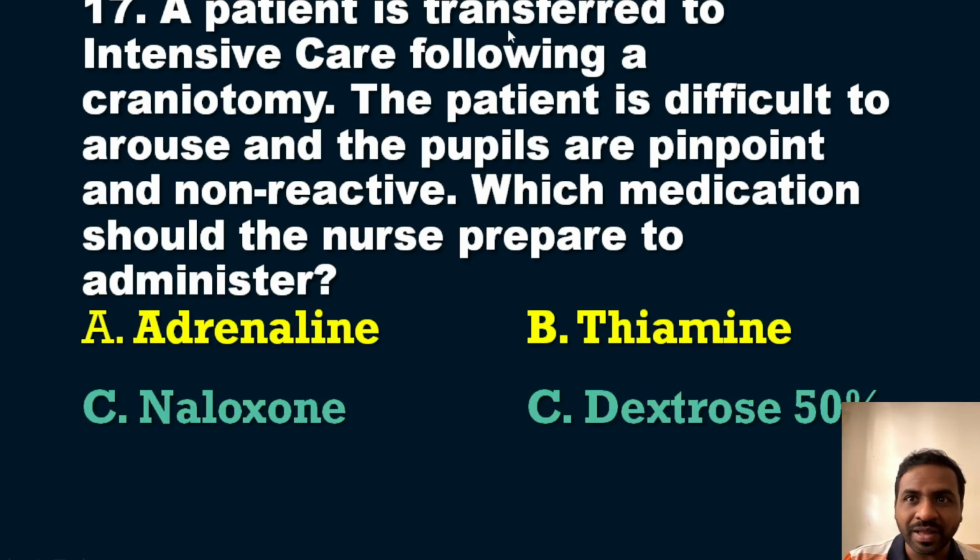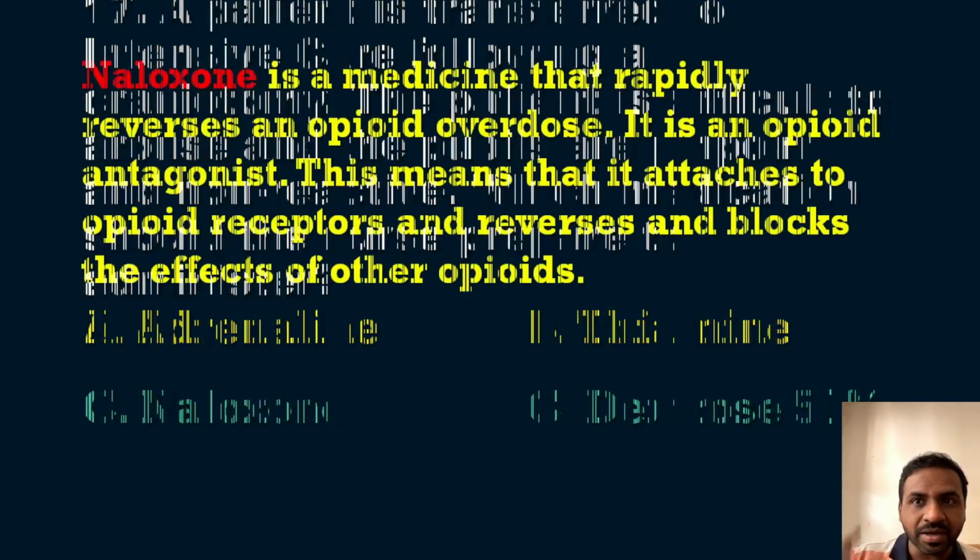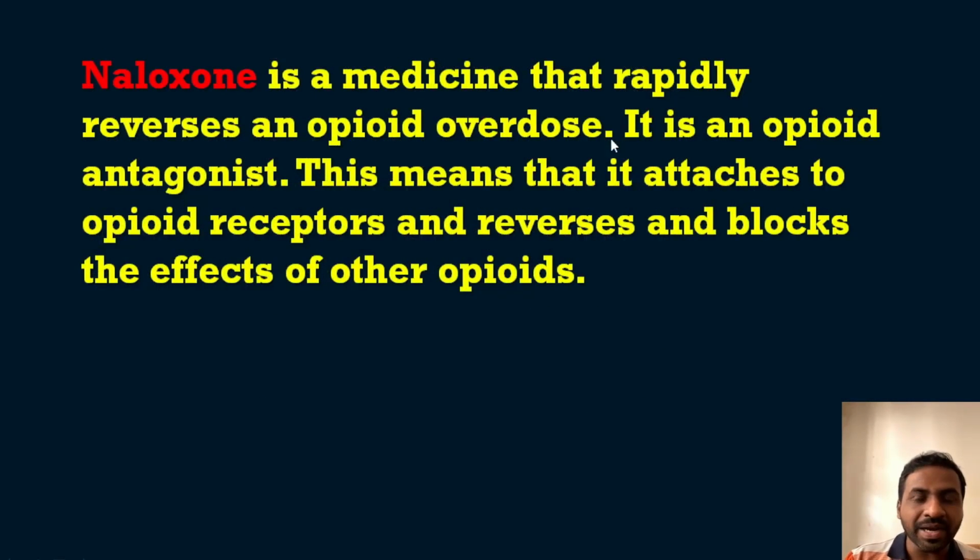You know that during the craniotomy procedure in the OT, the patient might have received opioids. Opioid overdose or opioid use can result in pupils that are pinpoint and non-reactive, and the patient will be difficult to arouse. To reverse that, we have to administer which medicine? That is naloxone, an opioid antagonist. Naloxone is a medicine that rapidly reverses an opioid overdose. This means that it attaches to the opioid receptors and reverses and blocks the effects of other opioids. So naloxone is the drug of choice for opioid overdose. I think that is also clear for you.